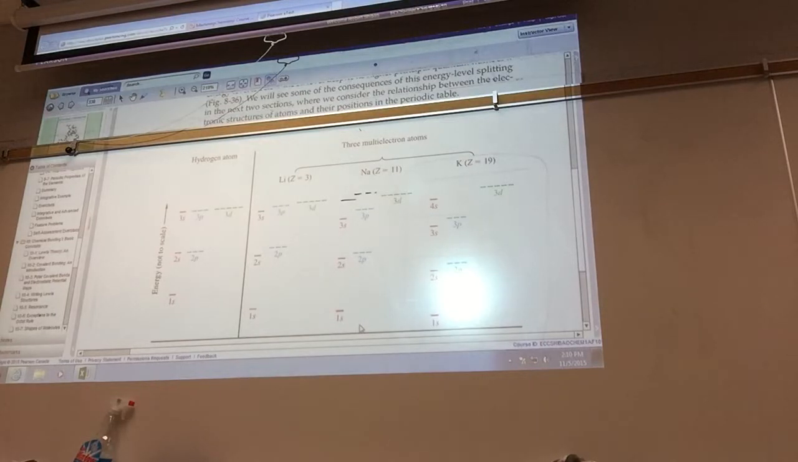But higher than 4s. Okay, so it's sandwiched between the 4s and the 4p.